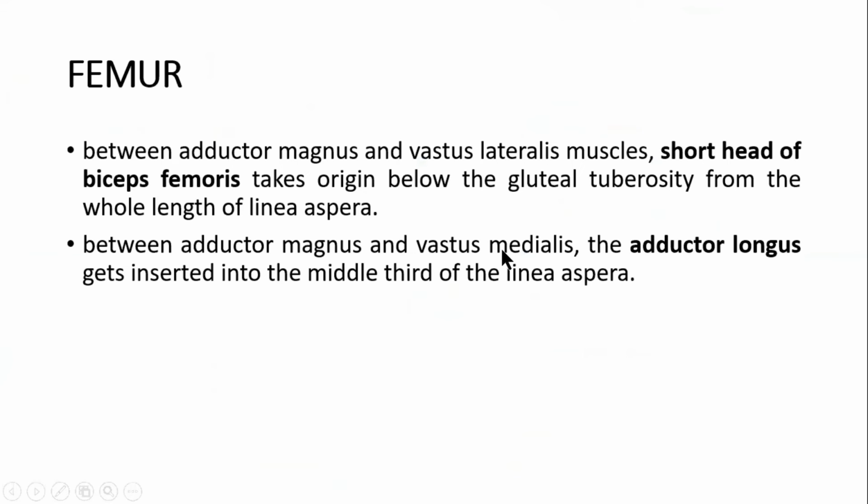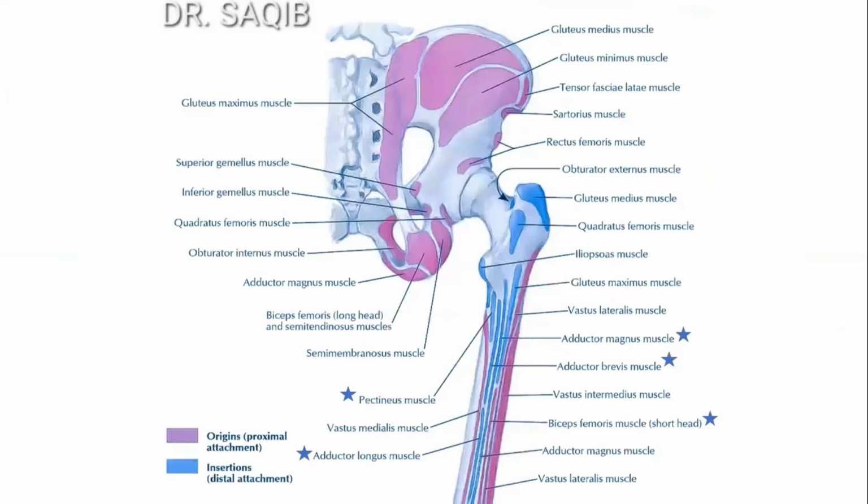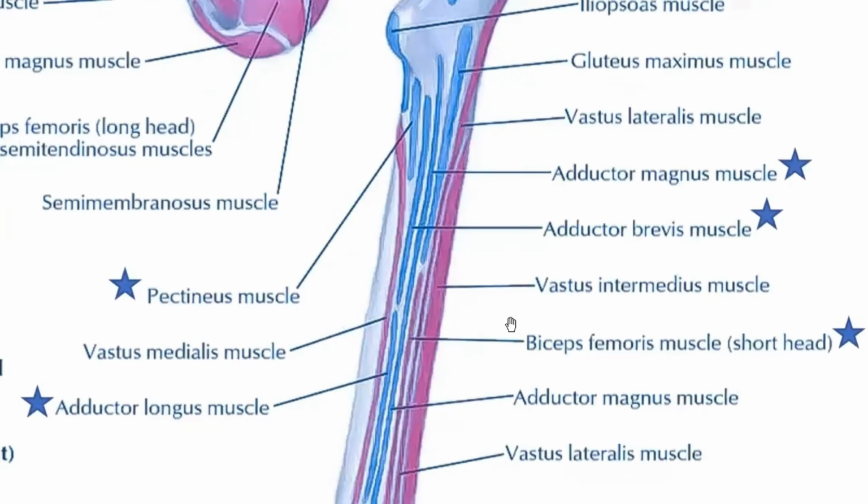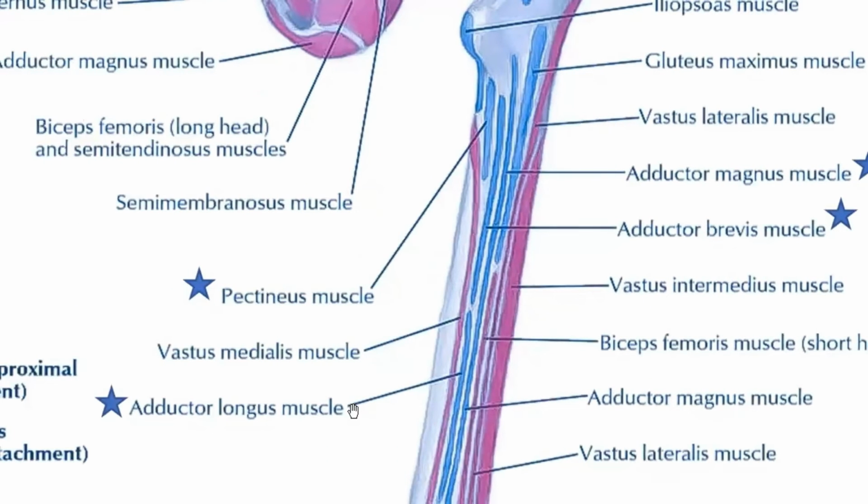Between adductor magnus and vastus medialis, the adductor longus gets inserted into the middle third of the linea aspera. Here you see, this is the adductor longus muscle. Again, zooming in. This is the adductor longus muscle, dashed here.